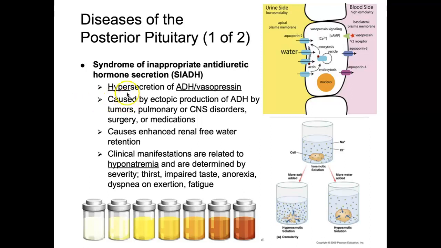And this happens because we have a hypersecretion of ADH, which is also known as vasopressin. And this could be caused by a production by tumors, such as cancers from the lung, stomach, pancreas, bladder, prostate, and the endometrium. It could also be due to lymphomas and sarcomas. Or it could be due to pulmonary disorders, like pneumonia or asthma, cystic fibrosis, or respiratory failure, or any CNS disorders such as encephalitis, meningitis, intracranial hemorrhage, tumors, like we just said, and trauma.